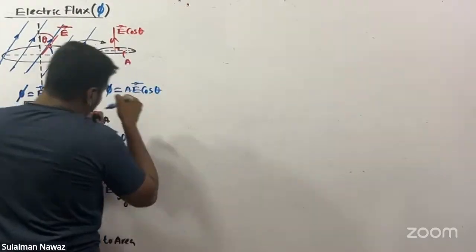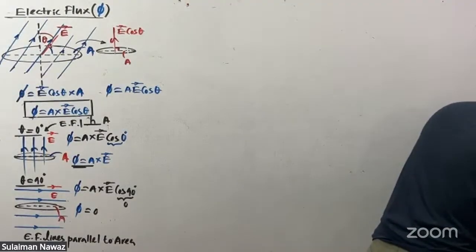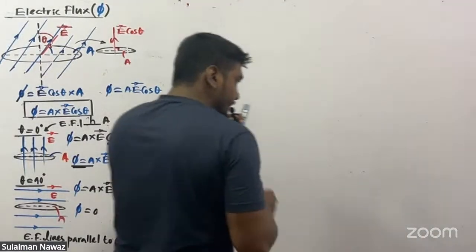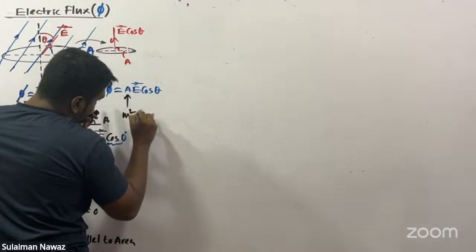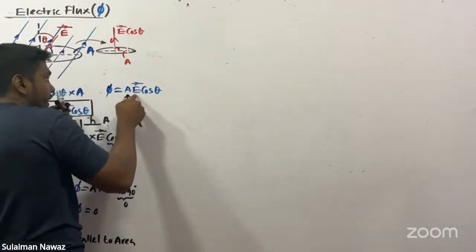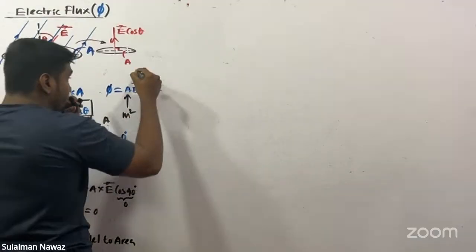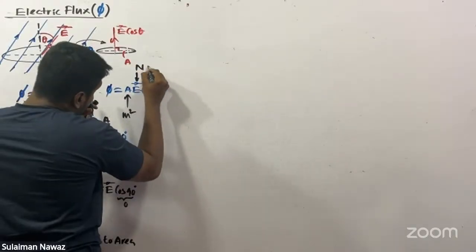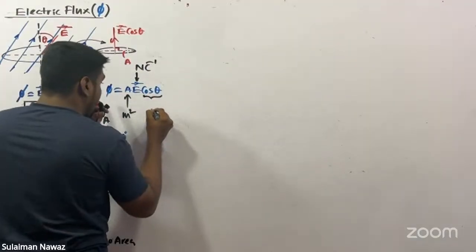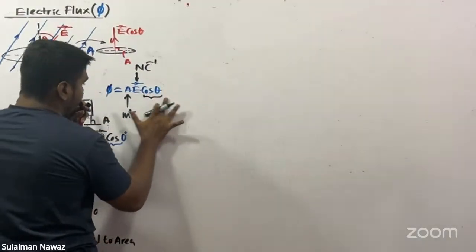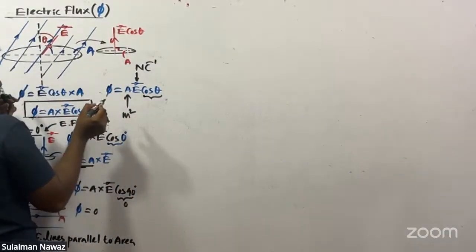So what are the units of area? Area is measured in meters square. What are the units of electric field intensity? Electric field intensity is electric force per unit charge, so its unit is newtons per coulomb. We know that cos theta does not have any units or dimensions. Simply remember, the units of electric flux is newton meter square per coulomb.